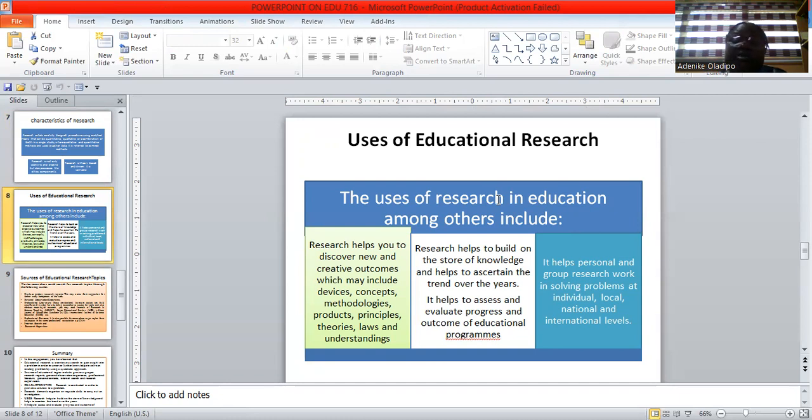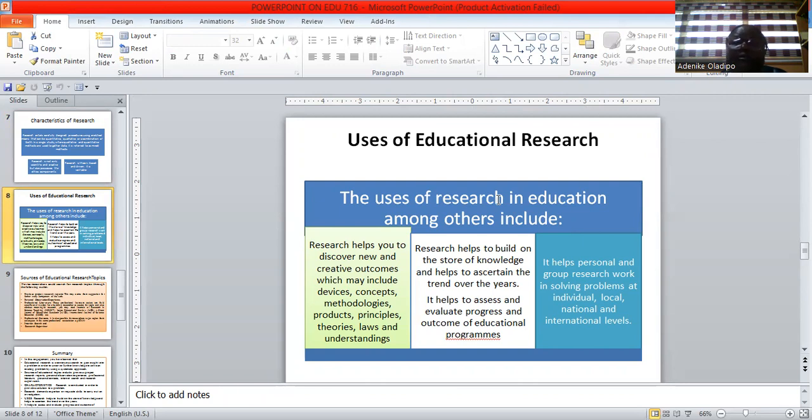When research is carried out, an understanding of a problem is brought to the fore. Why the problem exists, and how to solve the problem, is also known. Research helps to build on the store of knowledge and helps to ascertain the trend over the years.